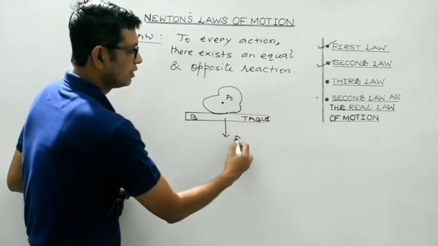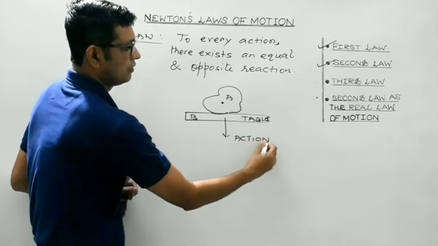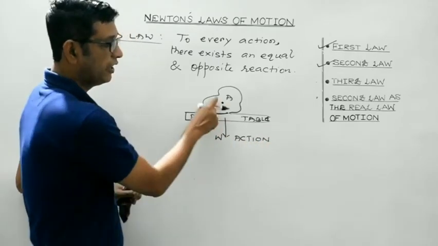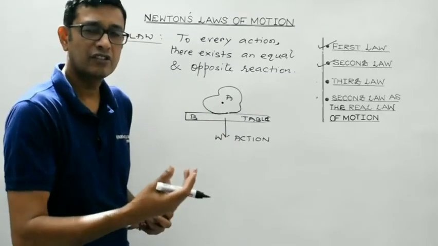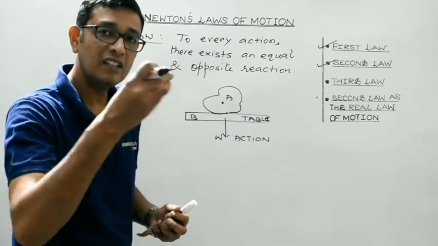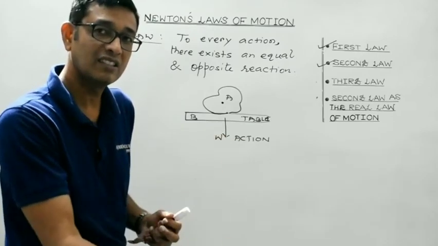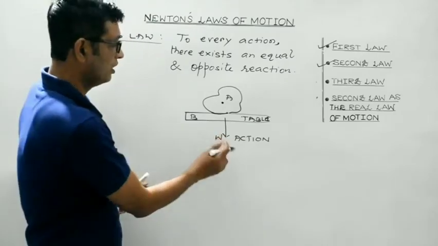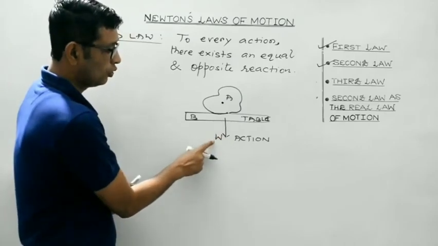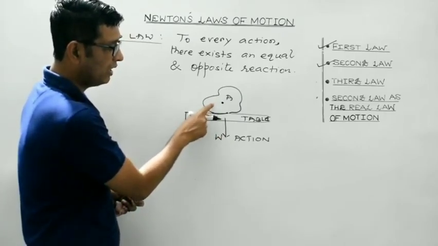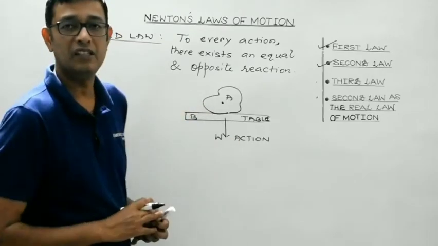That can be considered to be action. It is actually the weight of body A. Weight of a body always acts in the downward direction, that is along the radius of the earth towards its center, right? So anyway, this is the weight. So W is the force, which is the weight of body A exerted on body B.